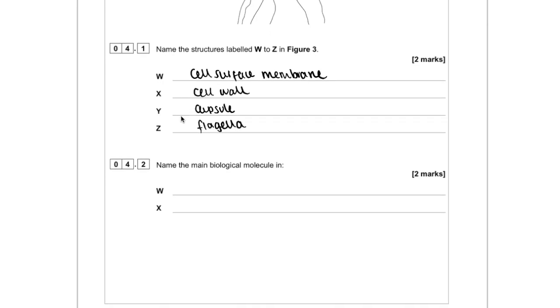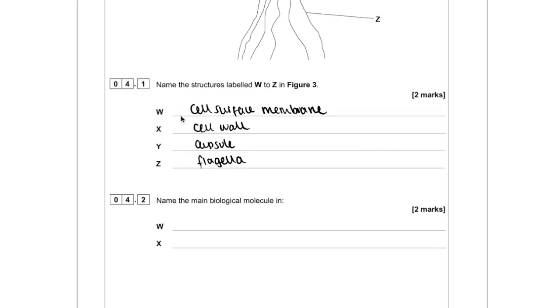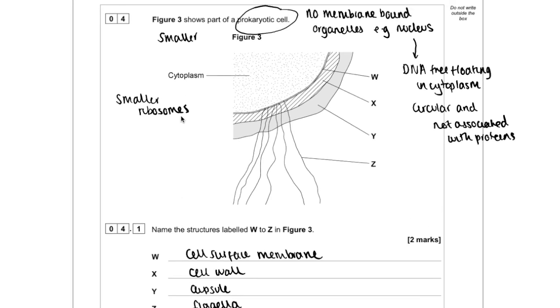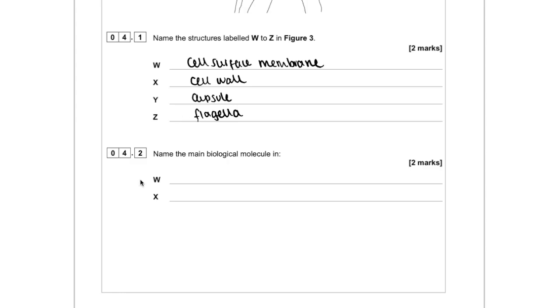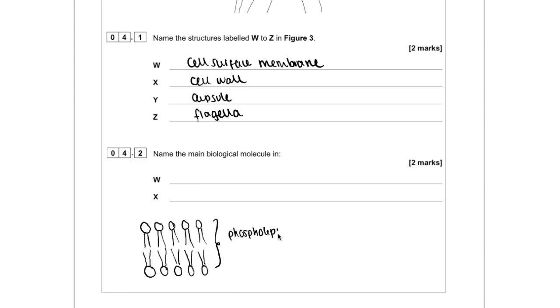So question 4, part 2, name the main biological molecule in W and X. So we said W is our cell membrane. We should have covered this in the membranes topic. Our cell membranes are made up of a phospholipid bilayer. It's also going to have some proteins embedded in there, but it's asked us for the main biological molecule. And that's going to look a bit like this. We can see that we've got our phosphate heads, which are hydrophilic, so they're going to orientate to the aqueous environment either side of the cell, and we've also got our hydrophobic fatty acid tails. So overall, our main biological molecule is our phospholipid.